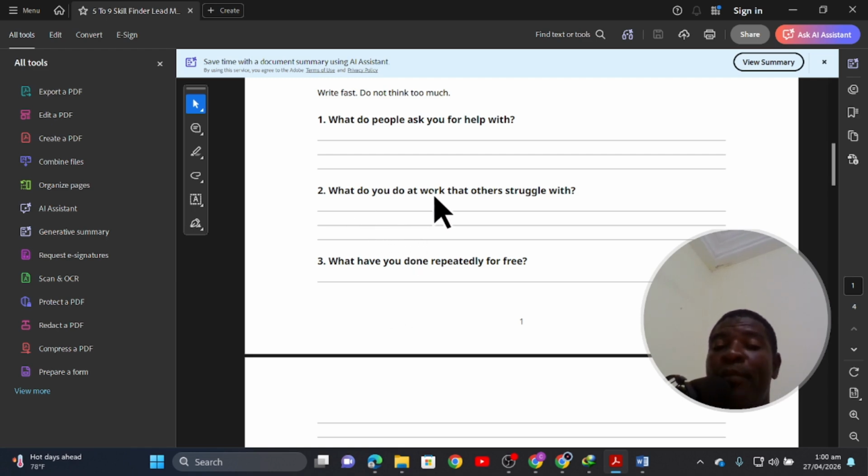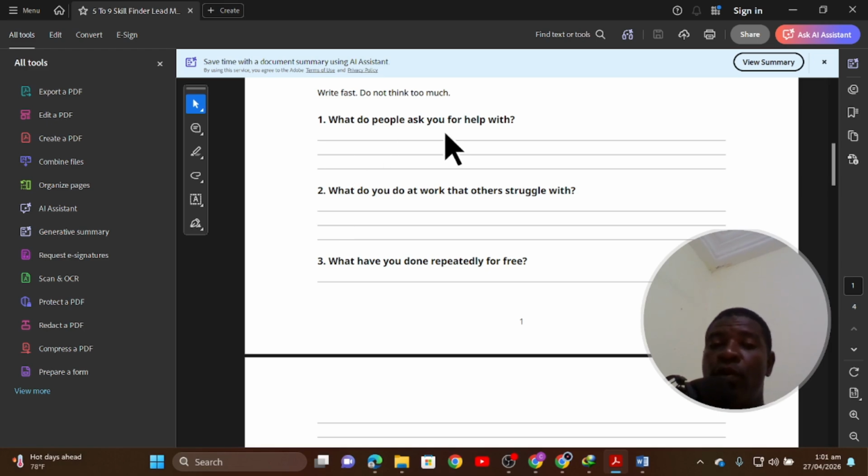Then the person is going to answer these questions and put his or her answers down there. What do you do at work that others struggle with? There should be something that you are able to do that others find difficult. Do you talk frequently or fluently without using filler words, and that kind of thing? If you are somebody who talks fluently without using any filler words, that is a skill that you are very good at.